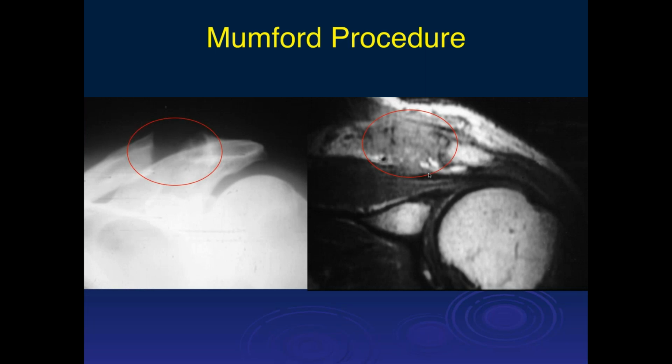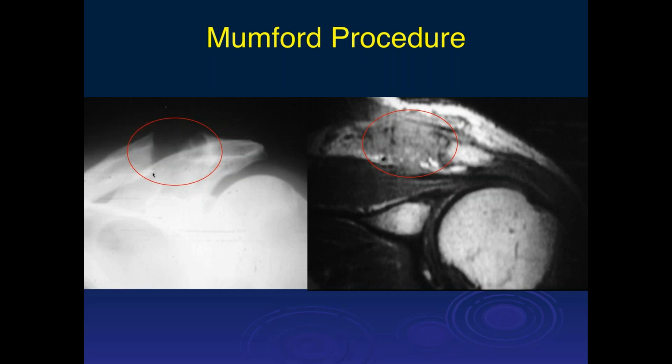You also notice that there's a little bevel of the clavicle downward, and that gives it more room for abduction. You're not supposed to cut it just straight across. You're supposed to bevel it.